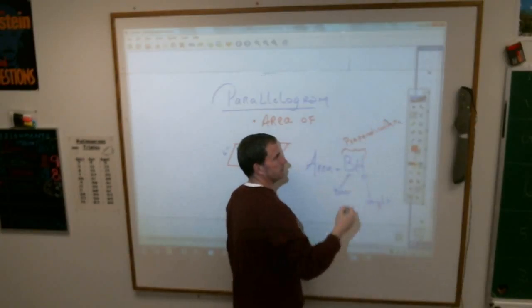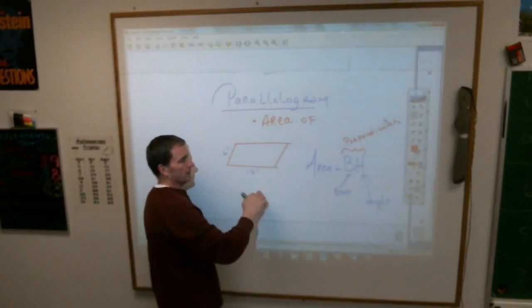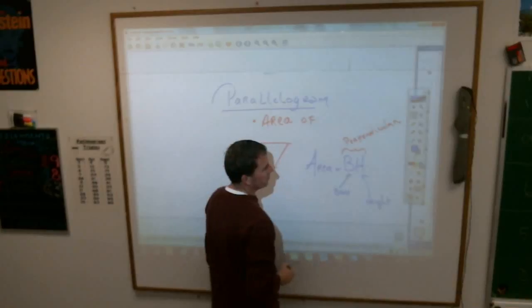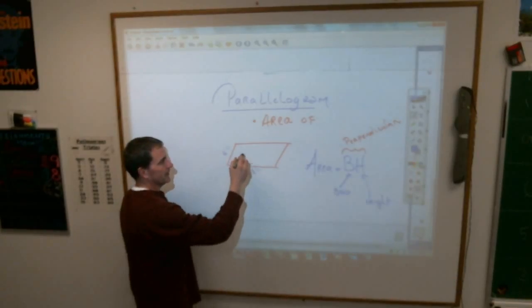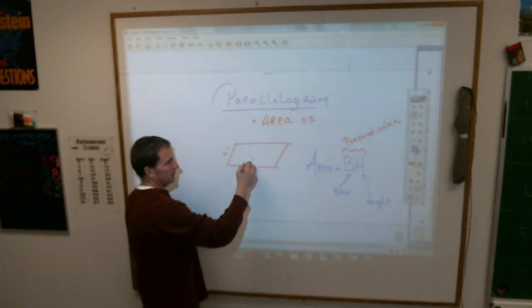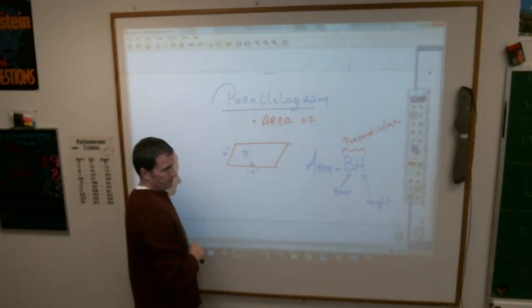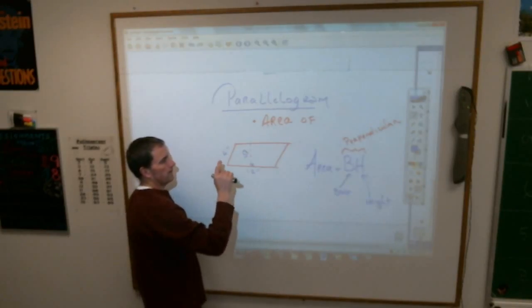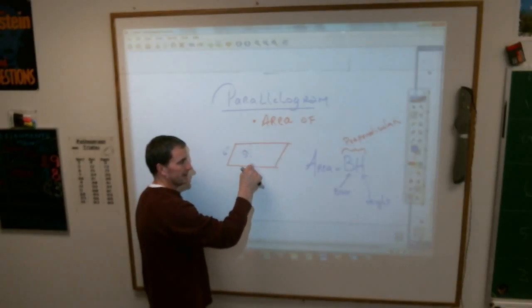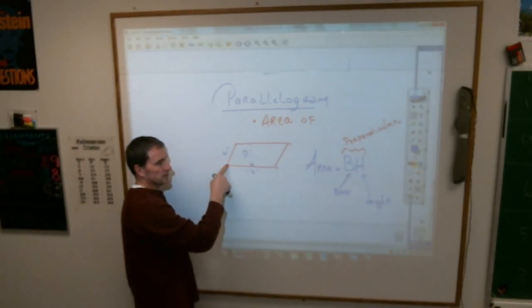In other words, if you're given a shape like this, the only way you can possibly do this problem is if they take a dashed line and go straight down and make a right angle here and tell you what that height is. Maybe it's 5. Area of a parallelogram is base times height, and they have to form a right angle. This certainly isn't a right angle.